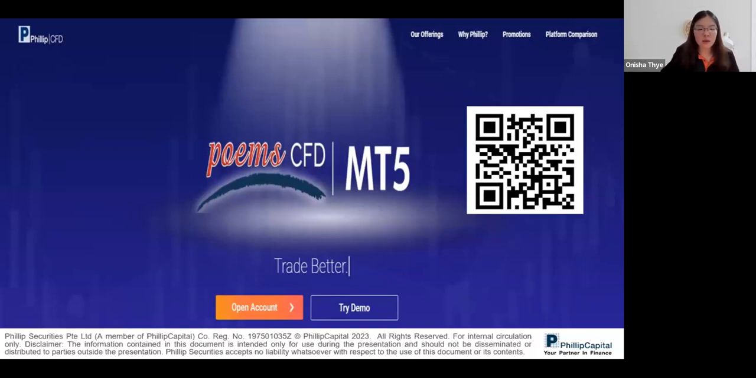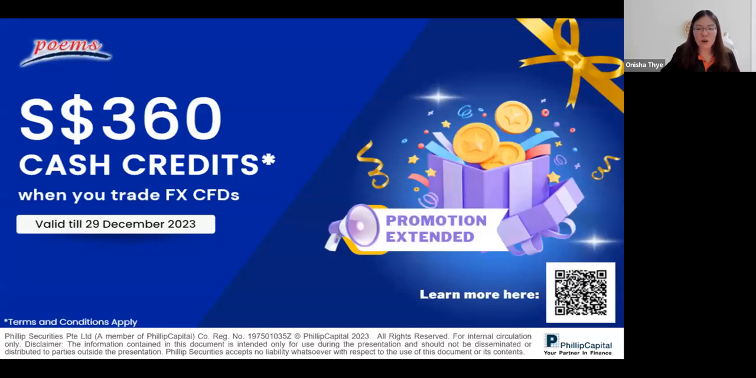Okay, and then next, we are now having a promo. Due to overwhelming responses, we have decided to extend this FX promo. So you can trade FX on both platforms, POEMS and MT5, to be eligible to get this 360 cash credit. This is cash credit that you can take out from your trading account as cash. So you can scan the QR code to learn more about it.